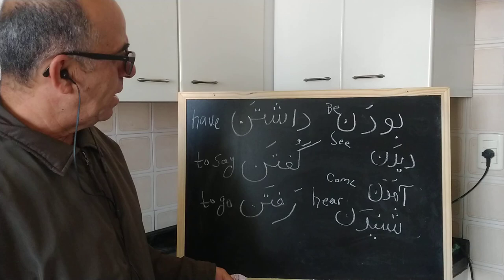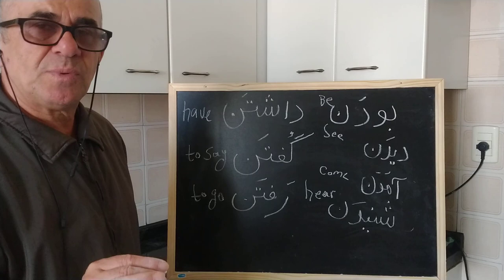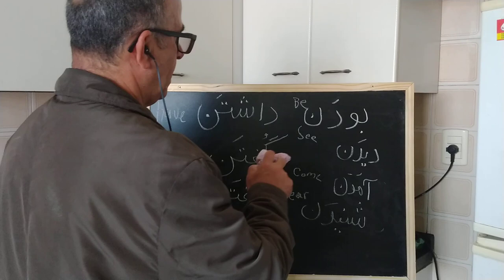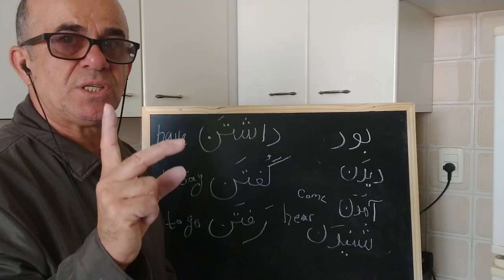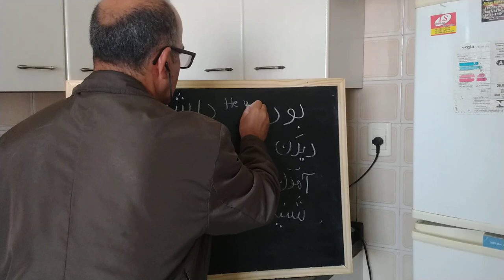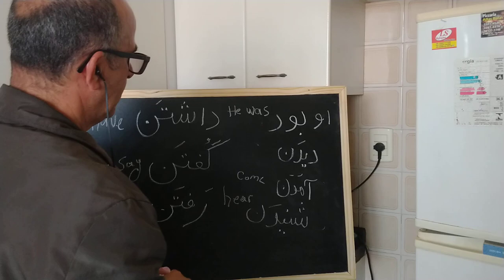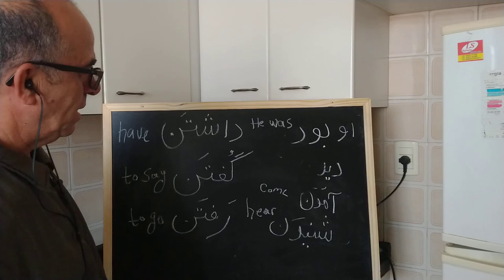Now, we'll start with the past, not with the present. Let's take the verb to be, budan. This is bud, was, he was, she was. Bud. Did. He saw.